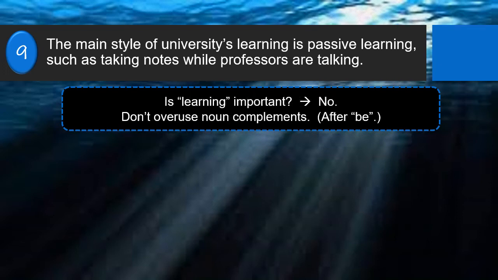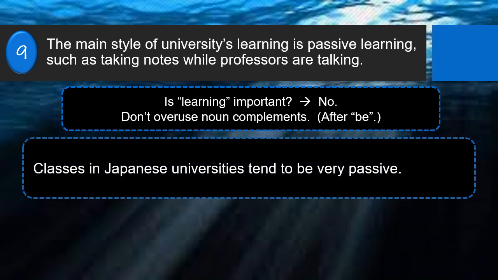First, choose good subjects. Style of learning. Is that really the best subject we can come up with? Who studies? Students. When or where do they study? Classes. So try students or classes as a subject. Also, is the idea of learning, is passive learning? No, I don't think so. It's understood. Classes, students, learn. Don't overuse noun complements after the be verb. It's most common to just have the adjective.